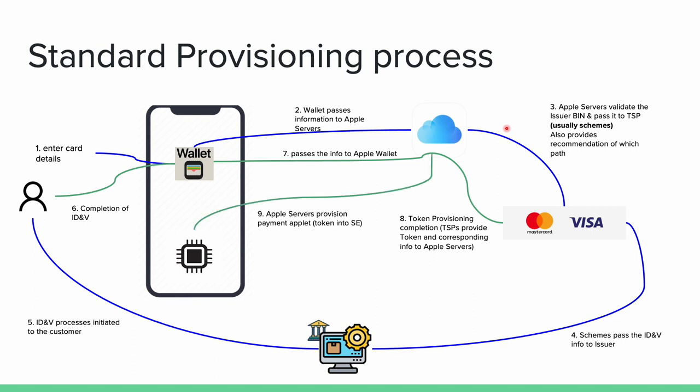Then the Apple Pay servers provision the payment wallet applet, that is the token and other information, directly onto the secure element here. So this is how the whole credential process is complete. First step is entering the card credentials, second step is authentication, and then finally the provisioning of the token information directly onto the secure element. And then obviously once it is done, there is an activation sent by the TSP to the issuer host system.